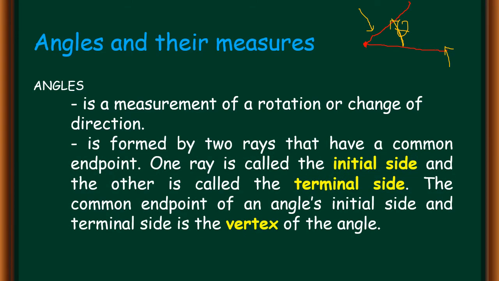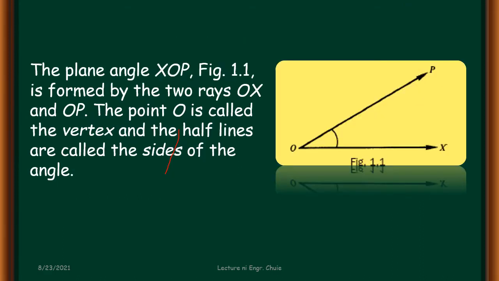So it's formed by two rays that have a common endpoint. One ray is called the initial, the horizontal, and the other is the terminal. The common endpoint is called the vertex. So the vertex is here, the common endpoint. In this illustration, the plane angle XOP, with points X, O, and P, is formed by two rays. The line XO is our initial, and OP is our terminal. The point O is the vertex, and the half lines are called the sides of the angle.